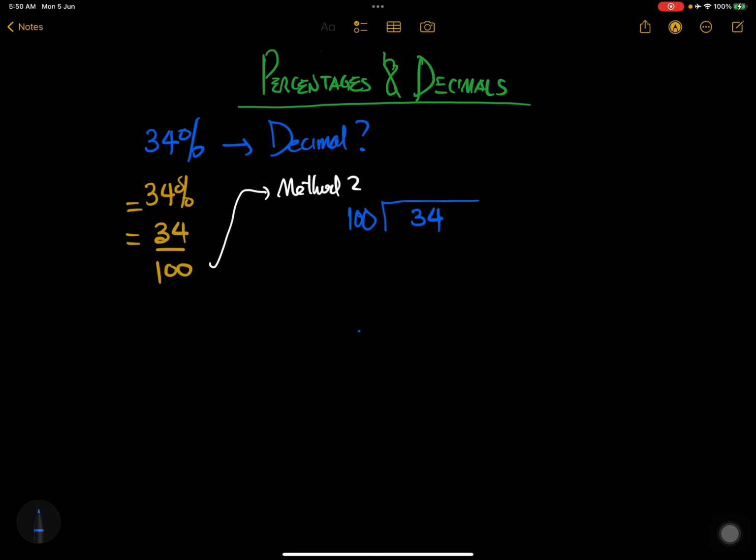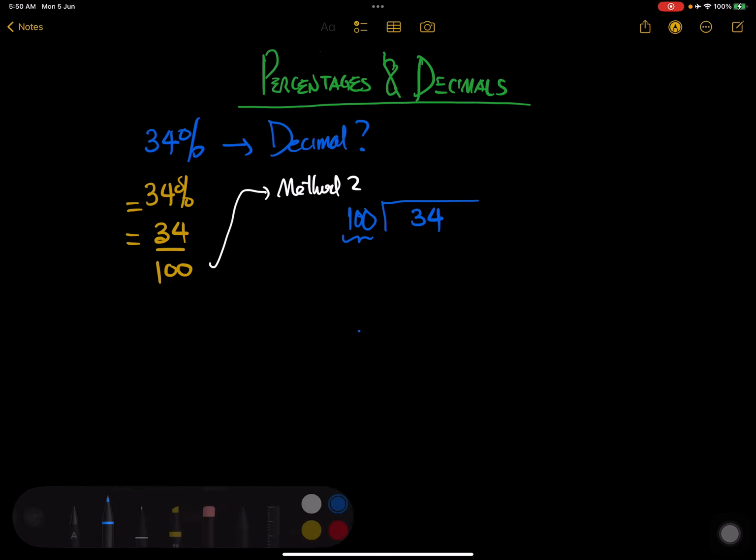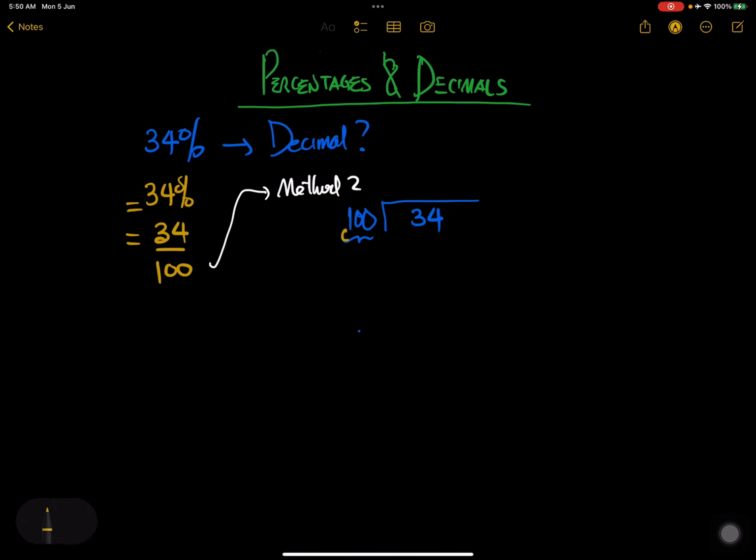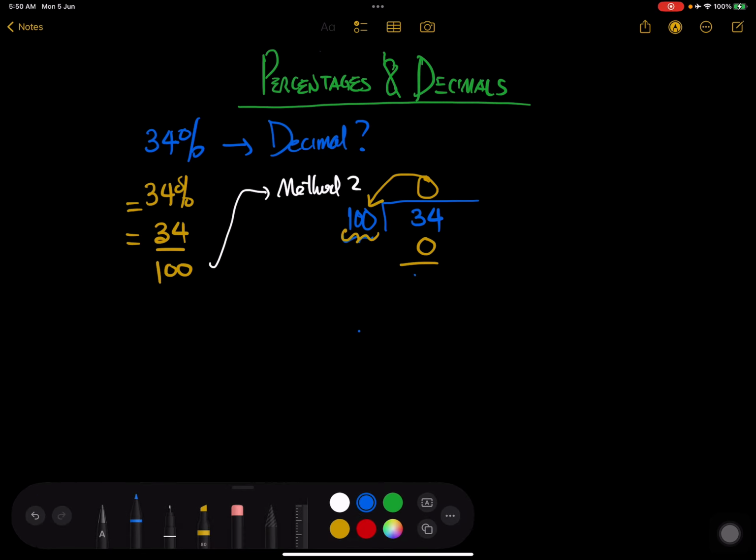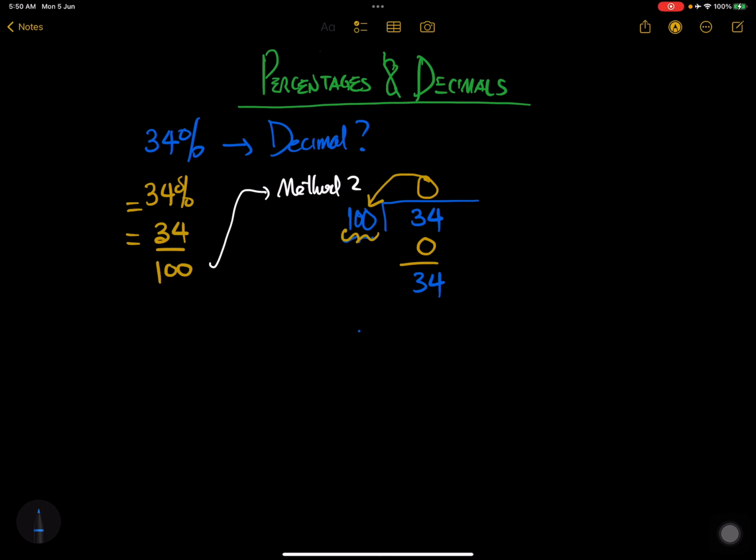Now, remember that we said, can 100 go into 34? And the answer is no. 100 cannot go into 34, so we put 0 on top. And remember, the moment we put 0 on top, that 0 needs to multiply this. So 0 times 100 gives us 0. And then the deduction, we get back 34, because when you take 0 from 34, it is 34.